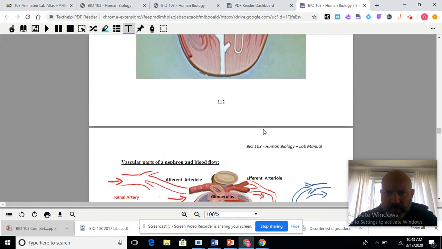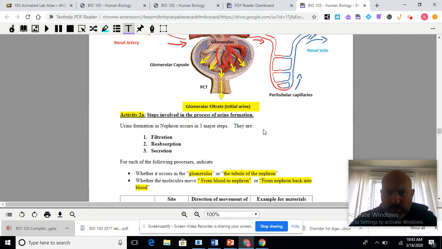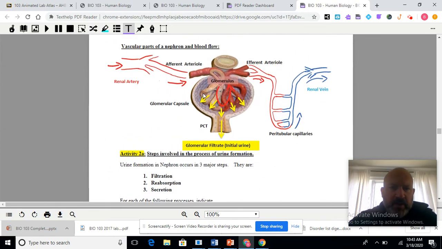All right. So this is just a different angle. You could see that unfiltered blood in your circulation would enter into the kidney through the renal artery. Now this unfiltered blood is inside the kidney. Eventually it would find its way into a smaller artery called an arteriole, and specifically the afferent arteriole brings that unfiltered blood into the glomerulus.